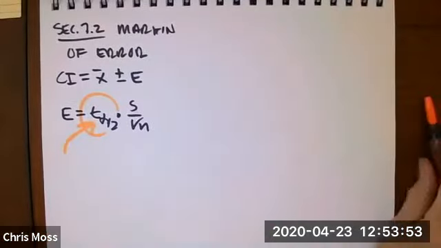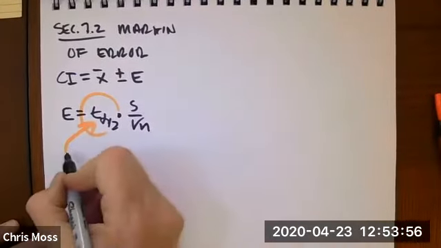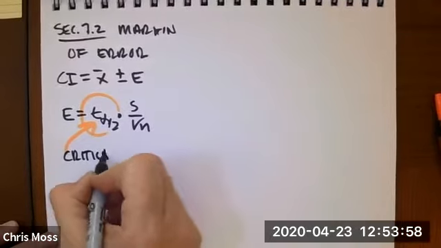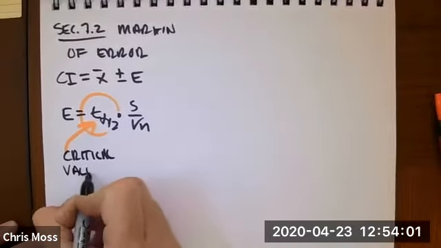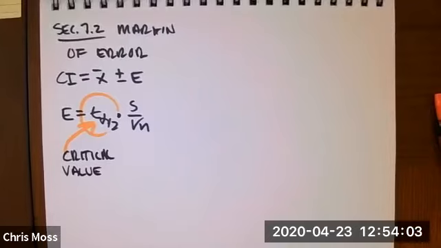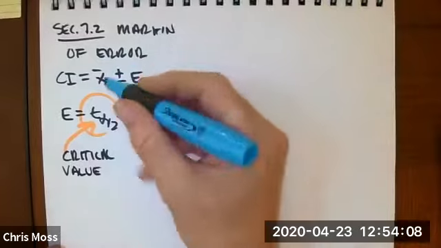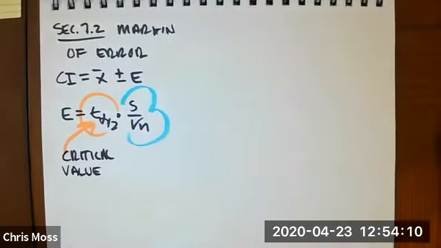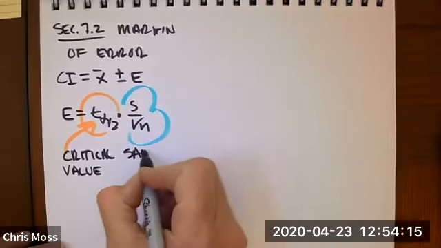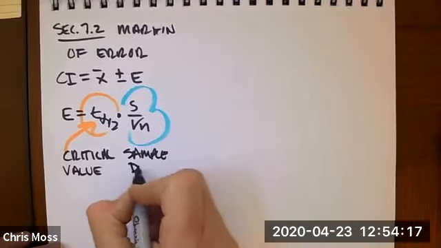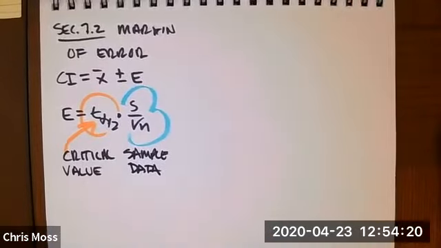Here again, I'm going to point out that the t alpha over 2 critical value is one piece, and S divided by the square root of your sample size is your sample data. So very much like the previous section, we have a mix of critical values and sample data.